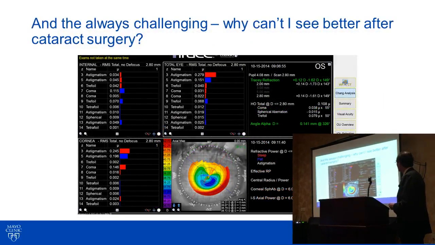And then there's always the very challenging situation: why can't I see better after cataract surgery? So this is a patient referred in who is basically not happy with their vision after cataract surgery. Based on the topography, with a relatively small pupil size, the corneal irregularities, including the coma, suggest there are issues, which was previously unreported refractive surgery that nobody thought they really needed to mention, but that was really an issue there. So you can get a lot of information without having to dig deep.